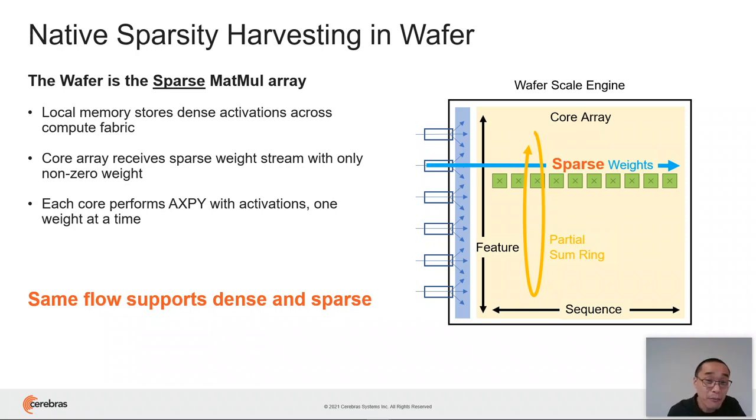And that exact same flow extends directly into the wafer, where the wafer acts as a giant sparse matrix multiply array. As the weights stream through, they trigger multiplication with the local activations, one individual weight at a time. This is where we're using the fine-grained data flow mechanisms built into our cores, performing one vector scalar multiply for each non-zero weight. It's the exact same matrix multiply I described earlier, except now we natively skip all the sparse weights and we just run faster.